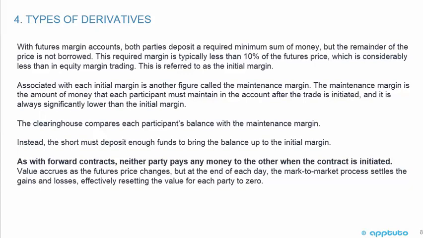As with forward contracts, neither party pays any money to the other when the contract is initiated. So that's an important point, put in bold there. Again, with futures, when the contract's initiated, no money changes hands. Value accrues as future prices change, but at the end of each day, the mark-to-market process settles the gains and losses, effectively resetting the value for each party to zero. That's a key important point.